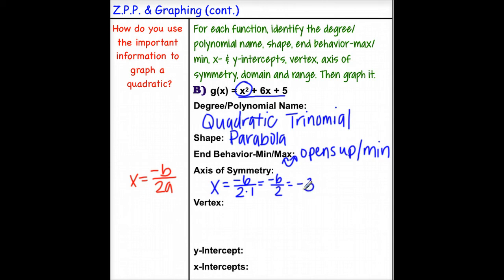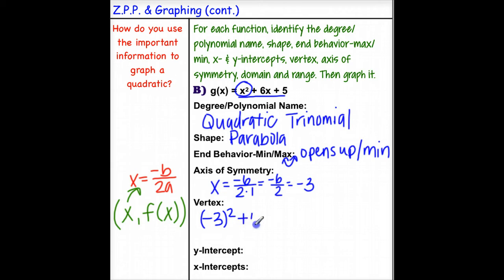Our vertex, remember, is going to be that x, f of x, which our x is that opposite of b over 2a, and f of x is when we plug it into the equation. So that's what I'm going to do right now. I'm going to take my negative 3, and I have negative 3 squared. Remember, if you're using a calculator, that negative 3 has to be in parentheses before the squared, so the calculator will recognize that you are squaring negative 3 and not just 3 and taking the negative.